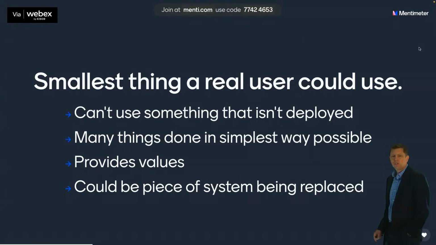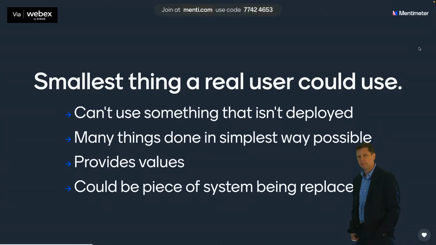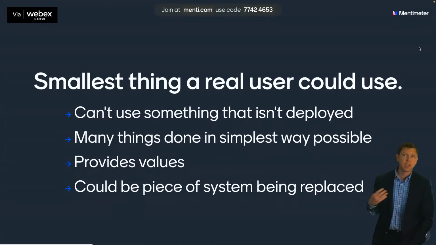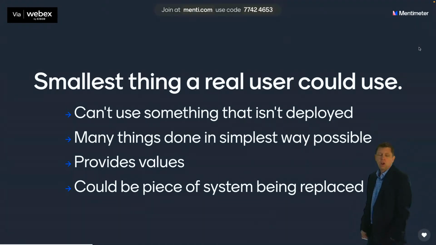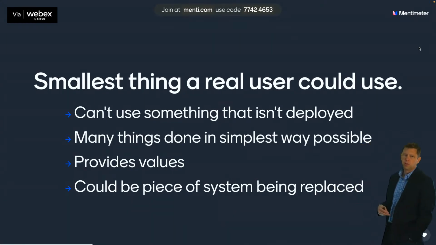Okay, and so the definition of the smallest thing a real user could use, well, you can't use something that isn't deployed. So if we use this for our definition of minimally viable product, it means that we've got to get something that we can actually get out that users can touch. It also means that many things are done in the simplest way possible. It probably means that it provides value. So it provides some type of value to a customer, because a real user isn't going to use it if it doesn't do anything for them.